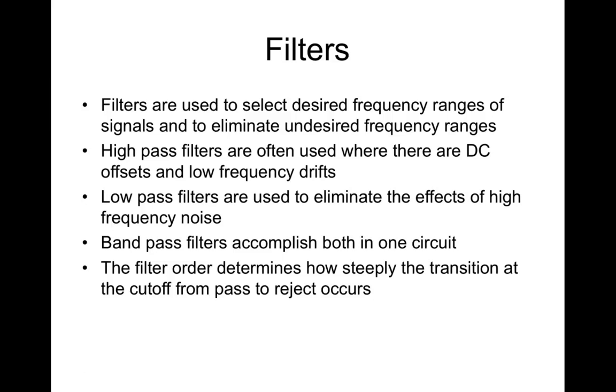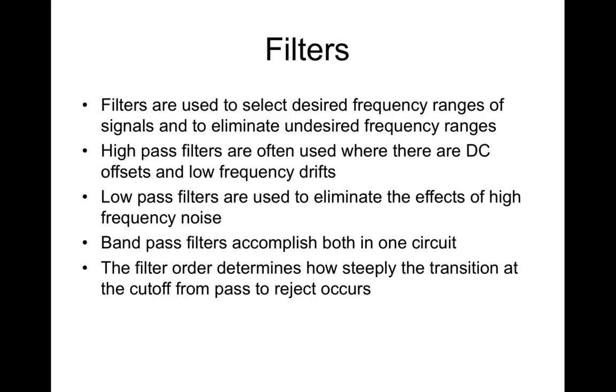And finally, the most commonly used circuit as far as noise elimination are the filter circuits. They're used to select frequency ranges that you desire out of signals and to eliminate undesired frequency ranges. A high-pass filter is used when you have a lot of DC offset or very low frequency drift. A low-pass filter is used to eliminate the effects of high-frequency noise. And then bandpass filters basically accomplish both in one circuit.